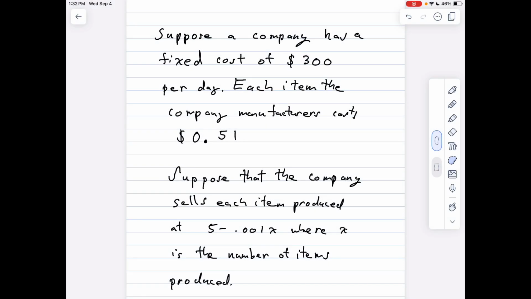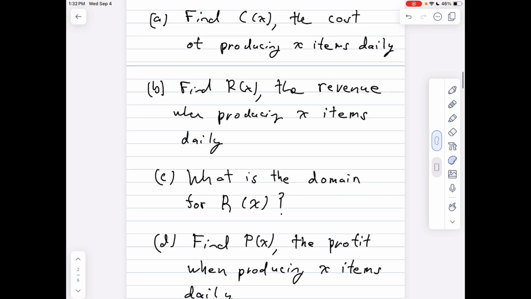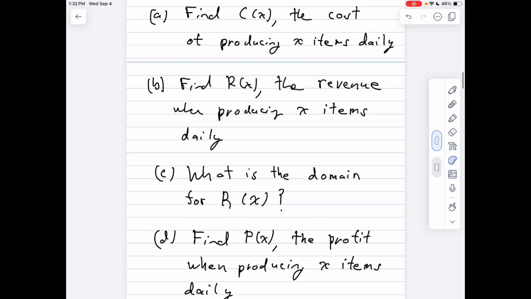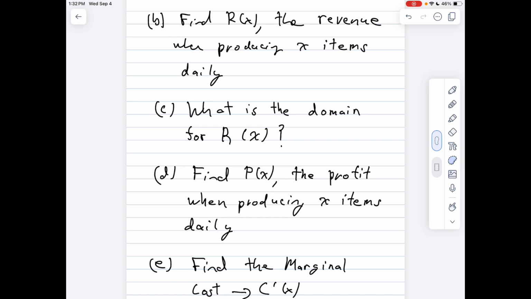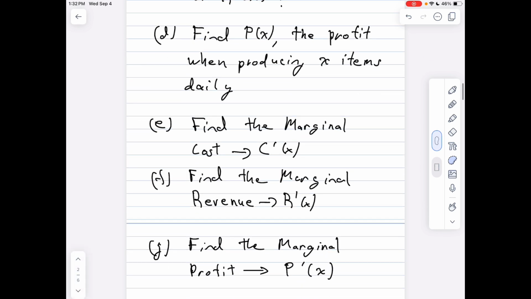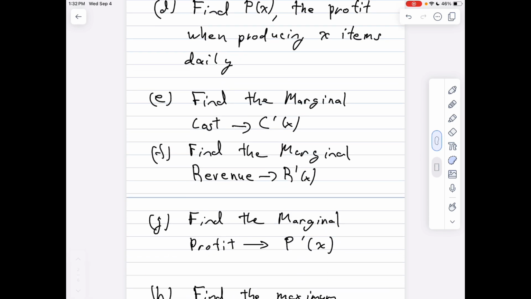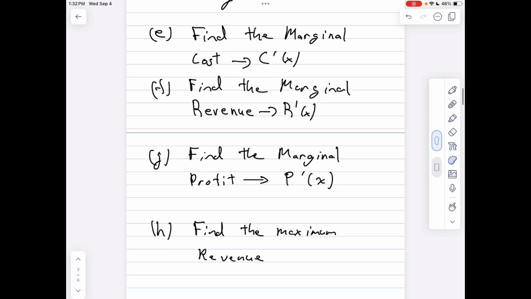Hello everyone, so today we are continuing a video on applied calculus. In the first part of the video we were looking at finding some functions, the cost function, the revenue function, the domain of the revenue function, and part D, that's what we finished off with, which was the profit function. And then we had three more parts here, which were the marginal cost, the marginal revenue, the marginal profit, and the maximum revenue. Okay, so that's what we'll do today.